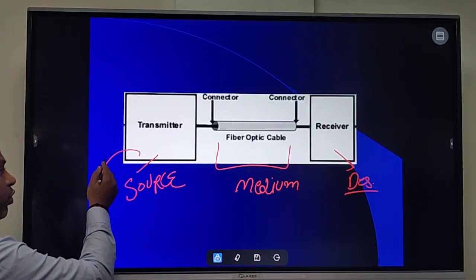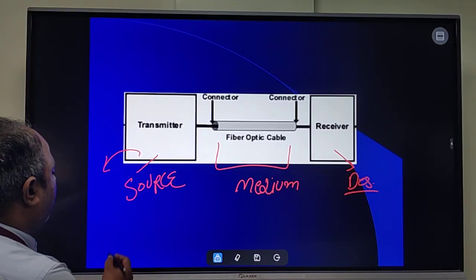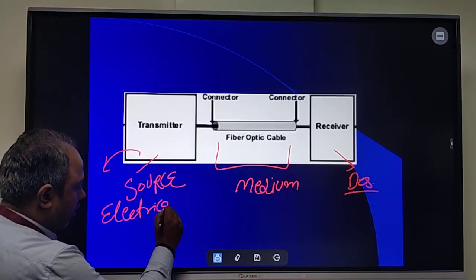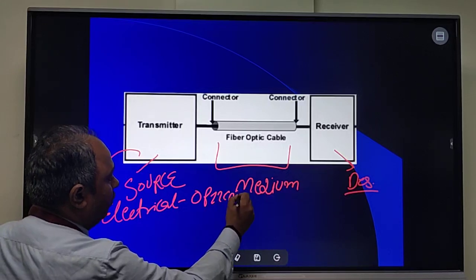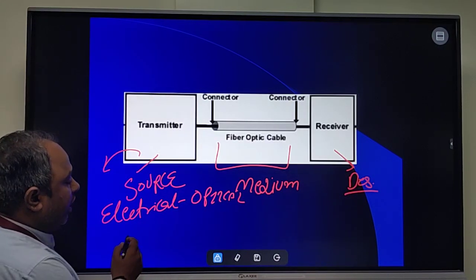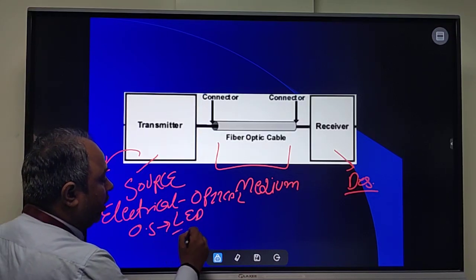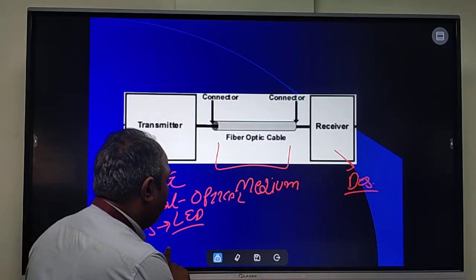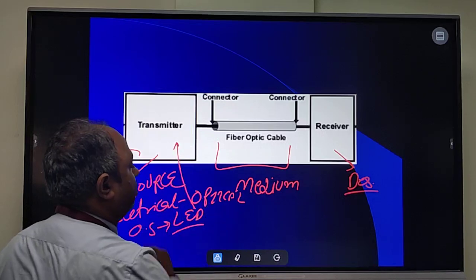Before the transmitter, before that source, I will tell you the signal is converted from electrical to optical. How do we convert the data? We use optical sources like LED, light emitting diode, which converts the electrical signal into optical signals. It means it converts a current into a light signal which goes directly to the transmitter.